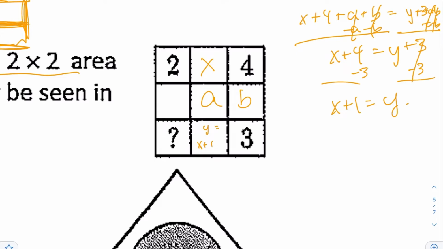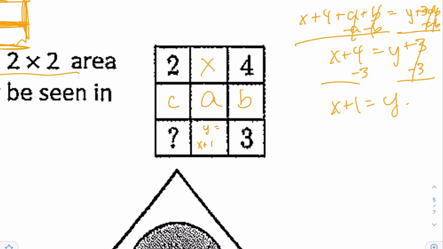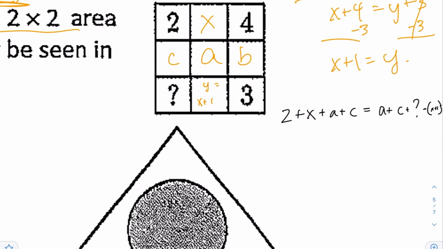And then you can call this, let's say, c. And now you have these four: 2 plus x plus a plus c has to be equal to these four, which is a plus c plus question mark plus y, or x plus 1. And in this case, you want to solve for this question mark. So you can subtract a and c from both sides.